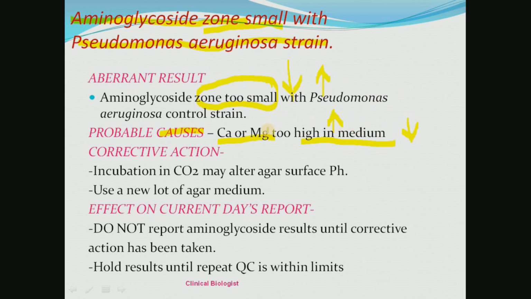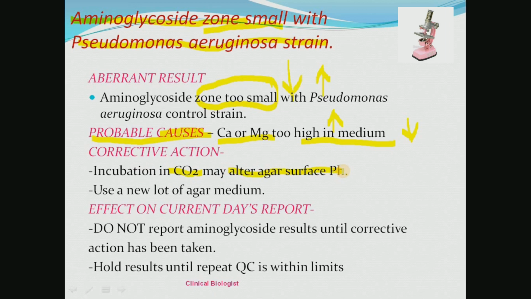Once you know the probable cause, you go for corrective action. What is the corrective action? Very important: when you incubate aminoglycosides with the Pseudomonas aeruginosa strain, always don't incubate in carbon dioxide, which may alter the agar surface pH.